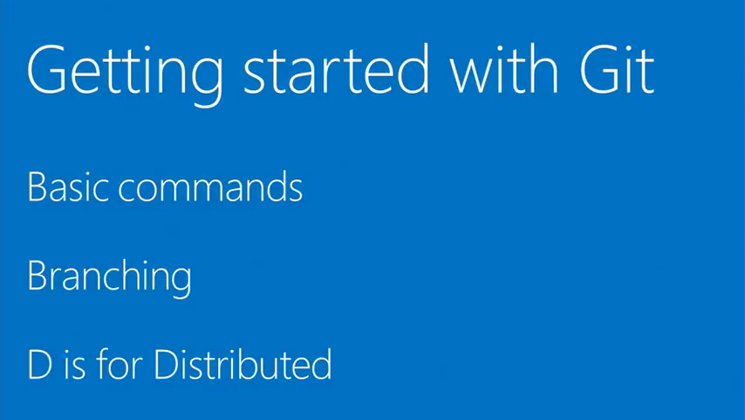I couldn't do a Git talk without talking about branching, because the merging and the branching story in Git is really what makes it so compelling as a source control option. So we're going to be having a look at the branching. We're going to be talking about what distributed means. You may have heard the term distributed version control system, DVCS. We're going to be looking at what that means.